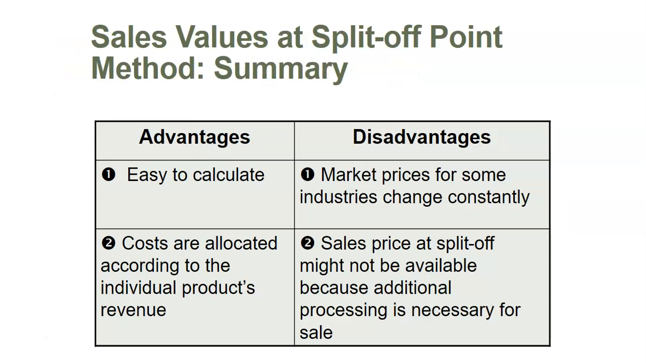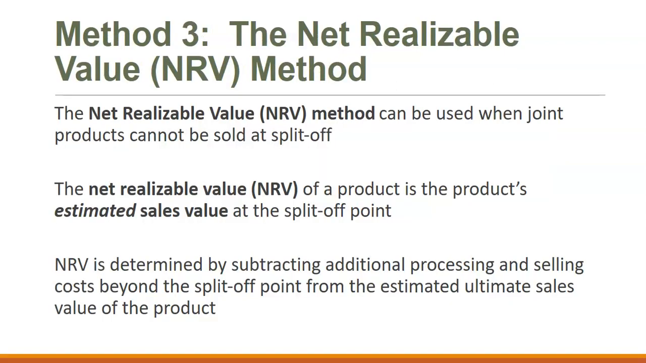Disadvantages are that our market prices aren't necessarily constant. So it really depends on our industry. Much like the physical, it's very easy to calculate. We also have that sales price at split off might not be available because additional processing is necessary for the sale. So we can't sell the raw tuna in its current state, but we have to do more things to it in order to do that.